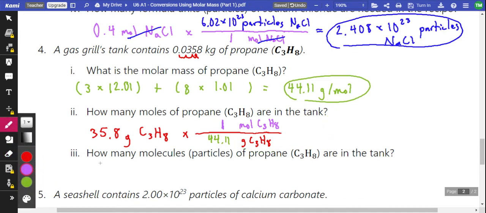When I multiply by the top and divide by the bottom, my grams units should go away. 35.8 times 1 divided by 44.11 should get me about 0.812-ish. 0.812 or something in there moles of C3H8.